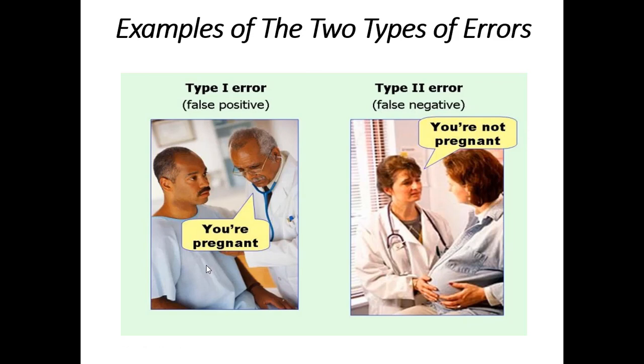An example of the type 2 error would be here. We have a doctor telling an obviously pregnant woman that she's not pregnant. Okay, so this is a false negative. The doctor is saying that they do not have a condition, which is false. The woman obviously is pregnant. So these are some good memory aids for remembering these two types of errors.